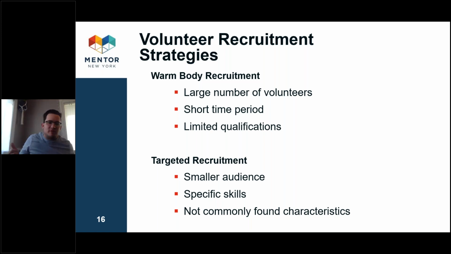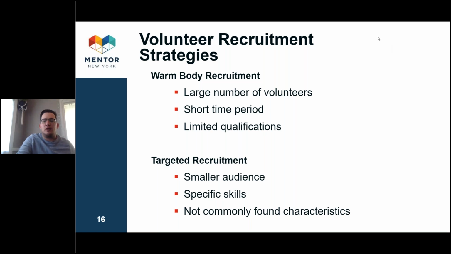So that's a large number of volunteers in a short period of time, and we're not super worried about their qualifications. This type of recruitment is like tabling at a community library or pushing out Facebook ads to get people to sign up. We're just trying to get a large amount of people in place. Targeted recruitment has a smaller audience who might be looking for specific skills or less commonly found characteristics.